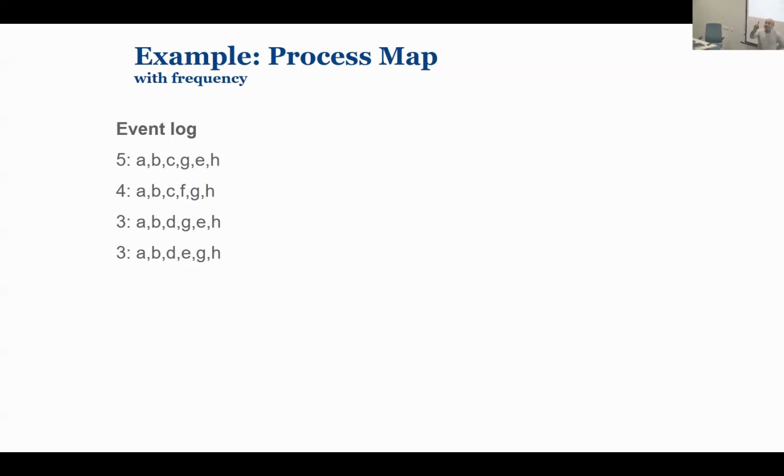I'm going to tell you that there are 5 process instances where activity A is executed first, followed by B, followed by C, G, E, H. So I'm going to draw. Here I am saying that there are a number of cases in the process that start with A, followed by B, followed by C, G, E, H. There are 5 such traces that follow exactly this pathway.